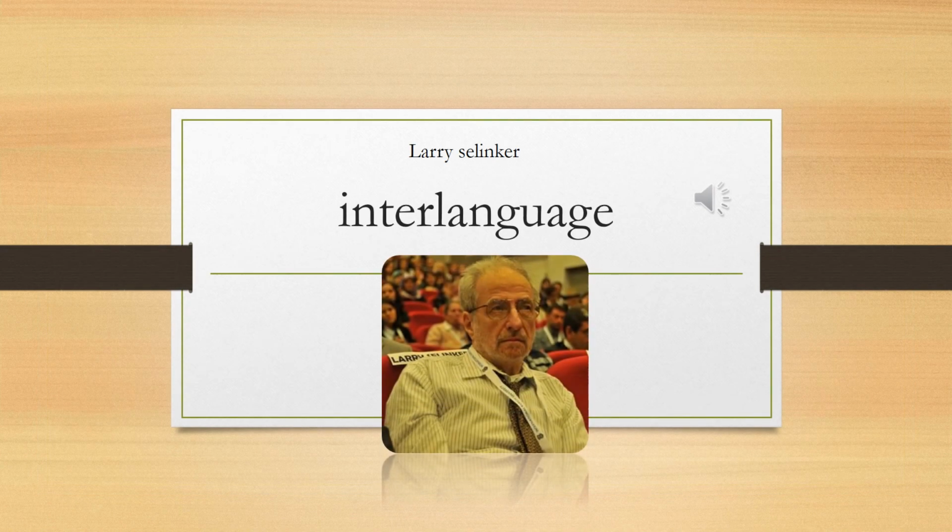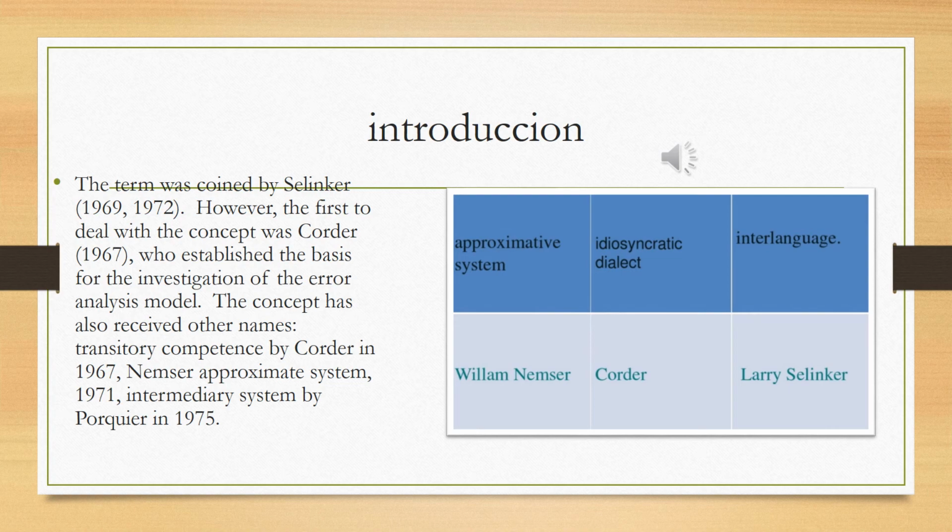Interlanguage is understood as the linguistic system of the student of a second language or foreign language in each of the successive stages of acquisition, though with its own pace in the learning process. The term was coined by Selinker. However, the first to discuss the concept was Corder, who established the basis for the investigation of the error analysis model. The concept has also received other names: transitional competence by Corder, approximative system by Nemser, and intermediary system by Porquier.